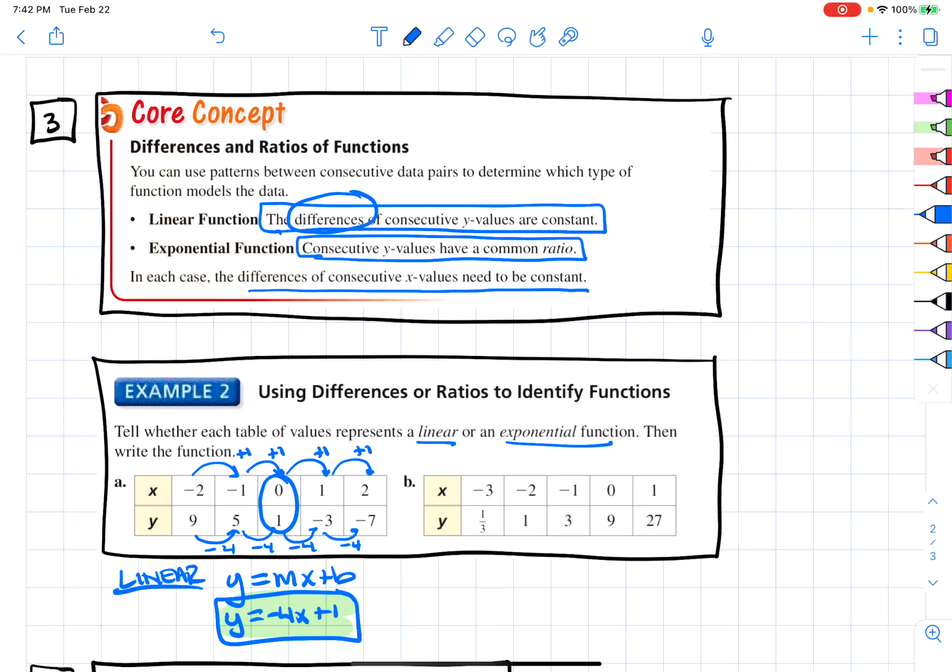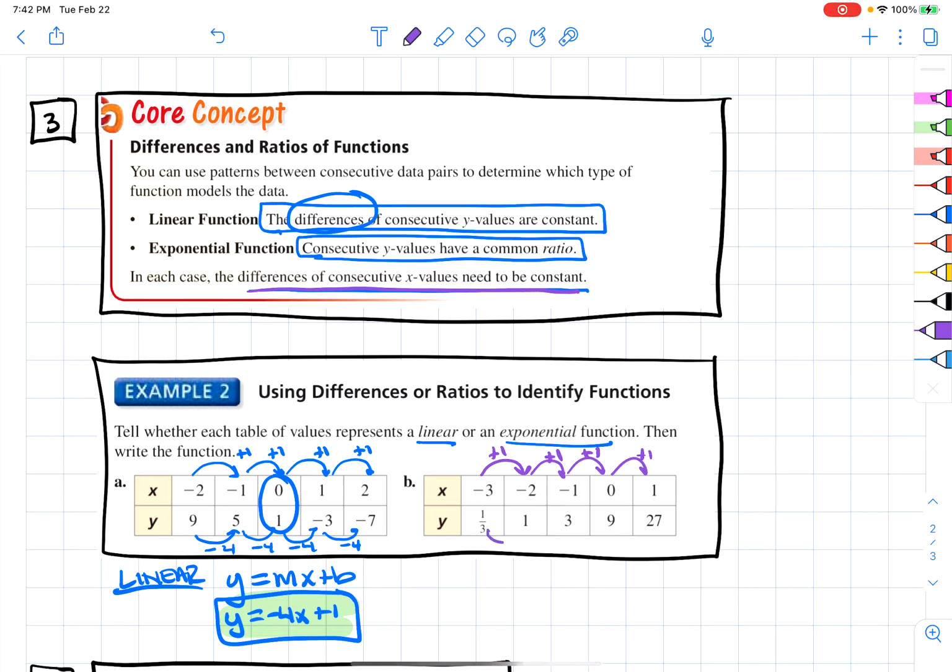Part B. Let's see here, I'll do it in a different color for you, so we'll go purple. So from -3 to -2, again, I'm adding 1. I'm adding 1 from here to here, adding 1, and then again adding 1. So this is holding, right? The difference of consecutive x values is constant.